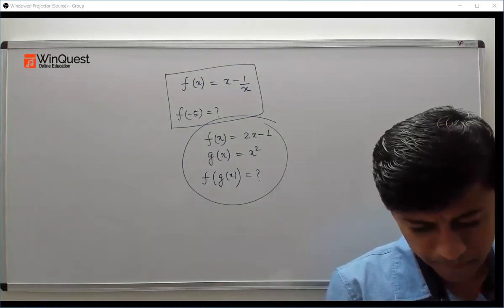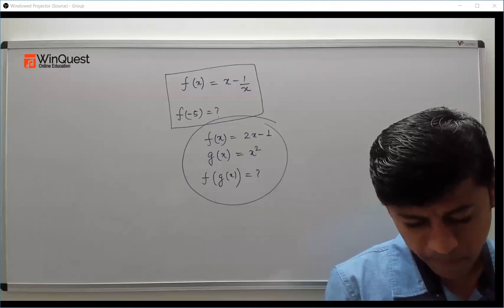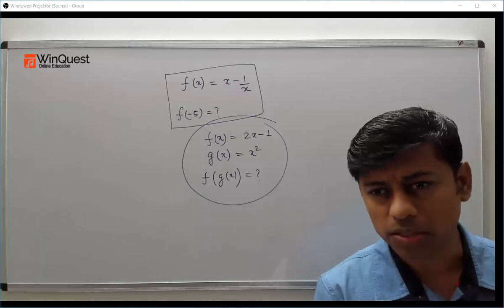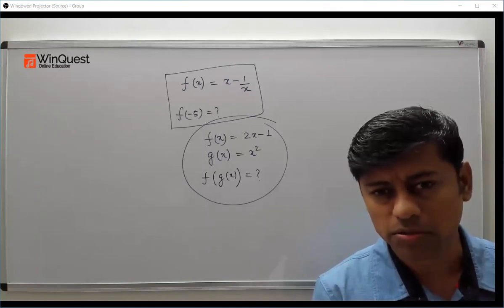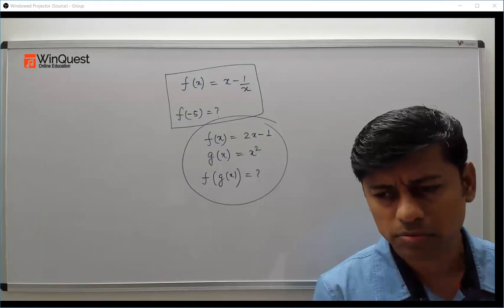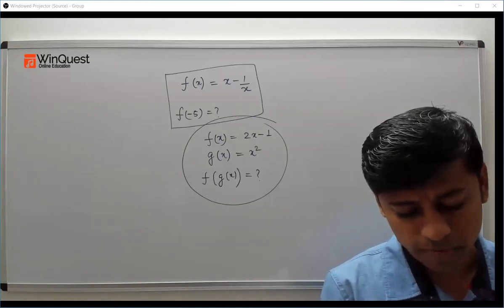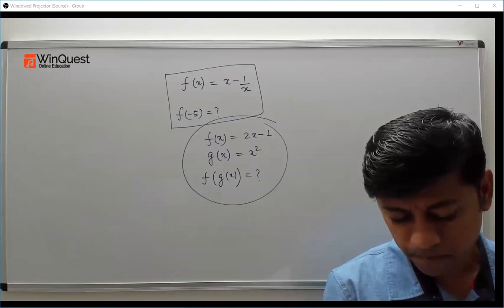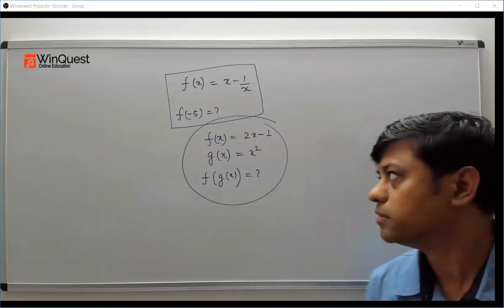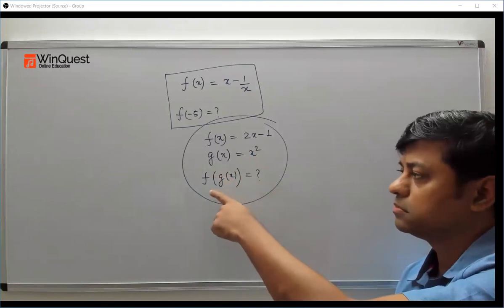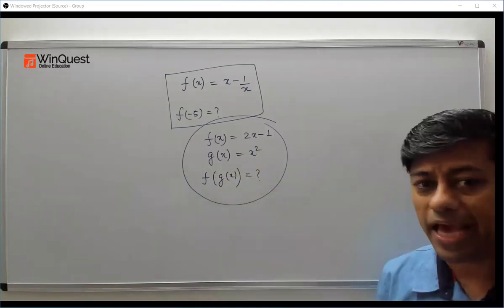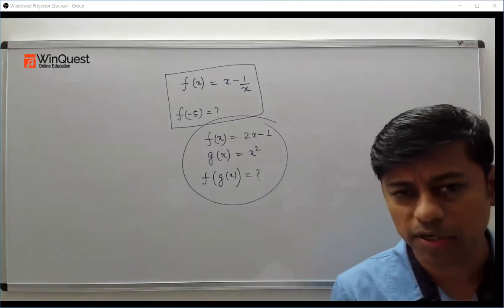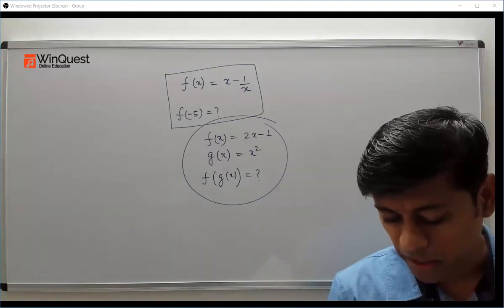Is x an exponent in f of g of x, or is it just multiplied? It is x square. Which f, the third one? f of this is f within a function, it is g of x. It is not an exponent.